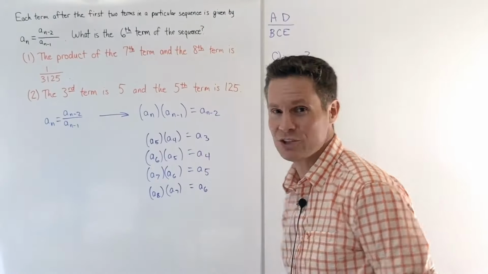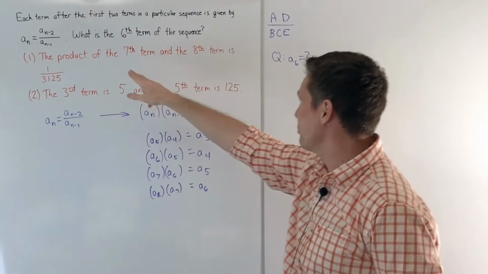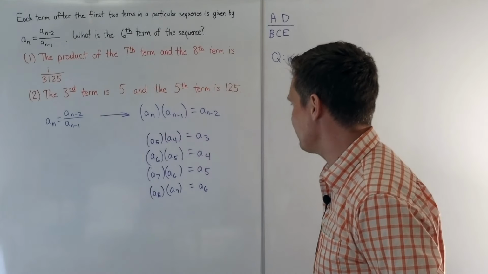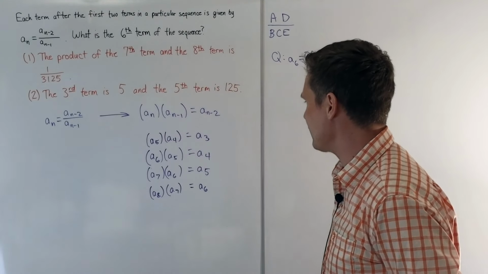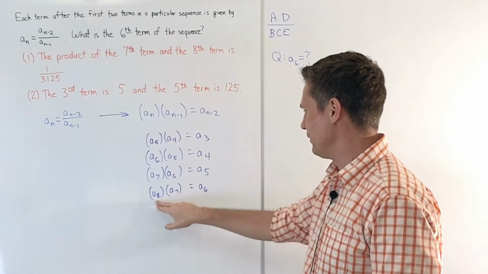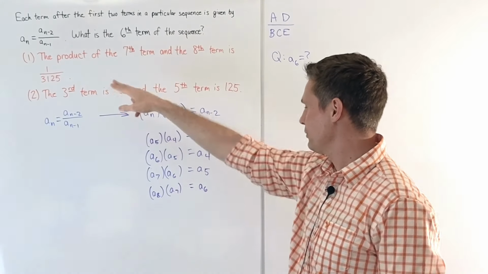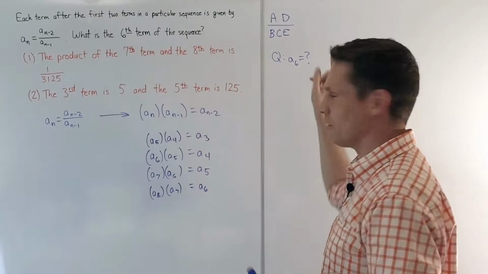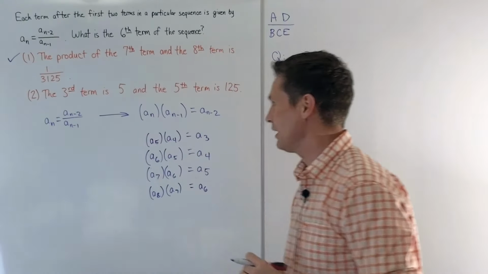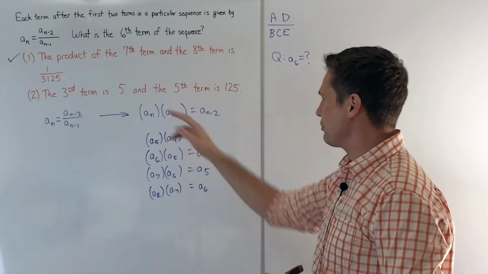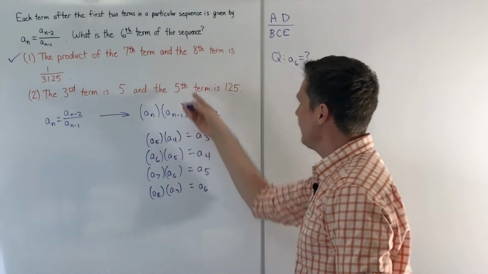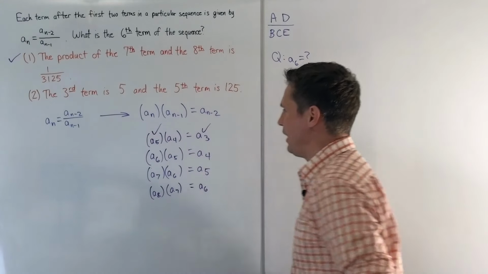With that said, let's go ahead and check out statement 1. We know the product of the 7th and 8th terms is 1 over 3,125. Well, that actually tells us directly the value of a sub 6, right? We know that this times this equals 1 over 3,125. We've already unlocked the value of a sub 6, so we don't actually have to do anything else there. Second statement, the third term is 5, so we've got a sub 3 in this case is 5, and the fifth term is 125, so we've got that.